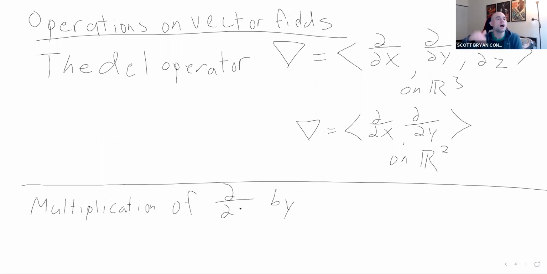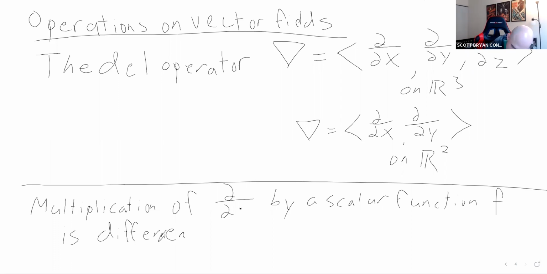So when we multiply a component of del, say d/dx, d/dy, or d/dz, just d/d-whatever, that can stand in for x, y, or z, by a scalar function f, it means differentiate according to whatever the partial is. So differentiation. Multiplication by that d/dx is differentiation by x, in other words.